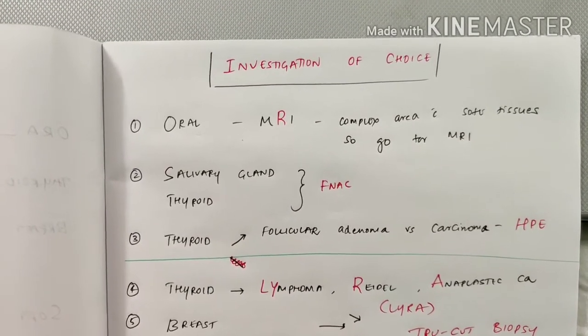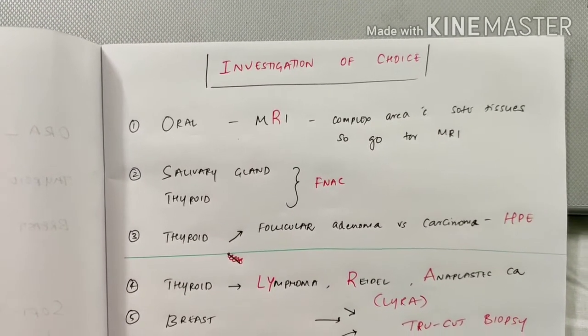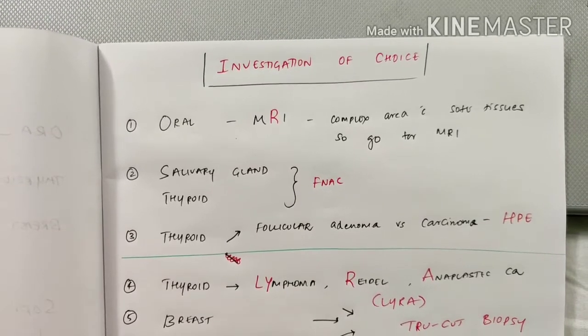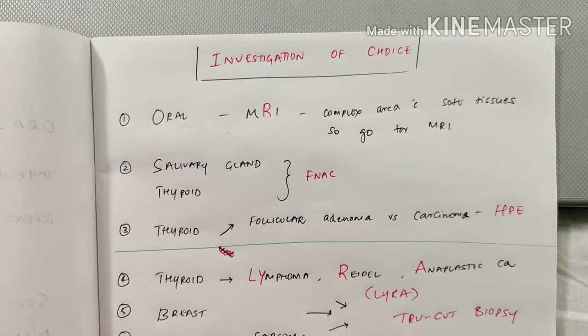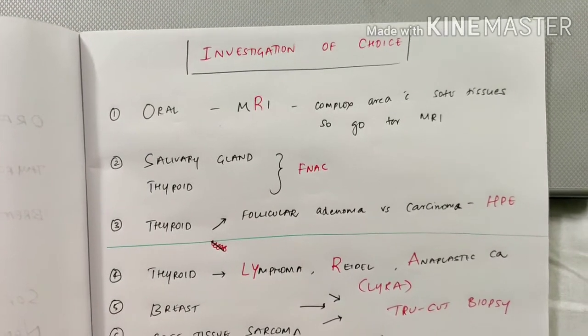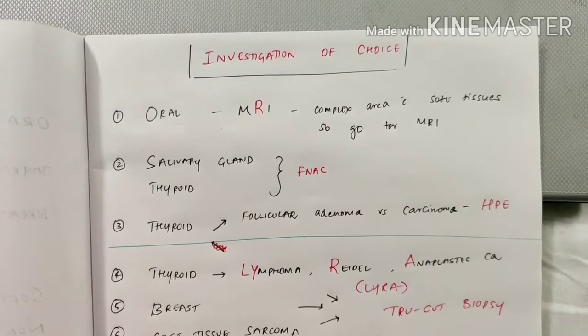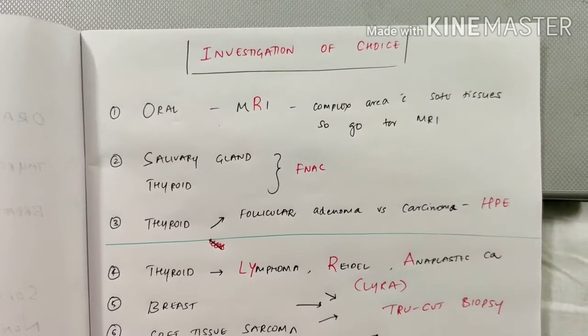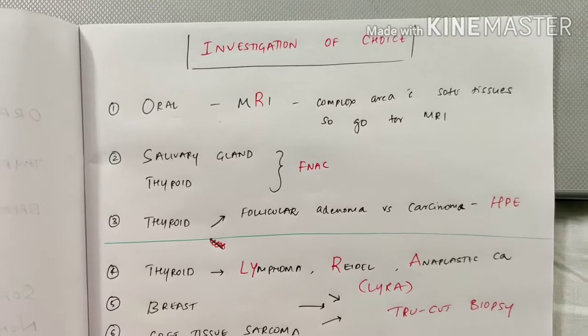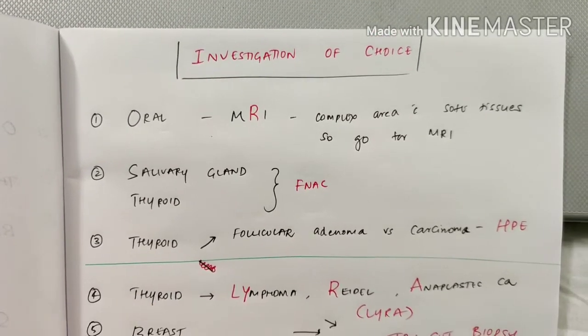We are here with a short video for all investigation of choices of certain diseases regarding certain areas like oral, salivary glands, thyroids, breast. For everything, we have summarized investigation of choices into one place so that you can remember better. First, we will start with oral.